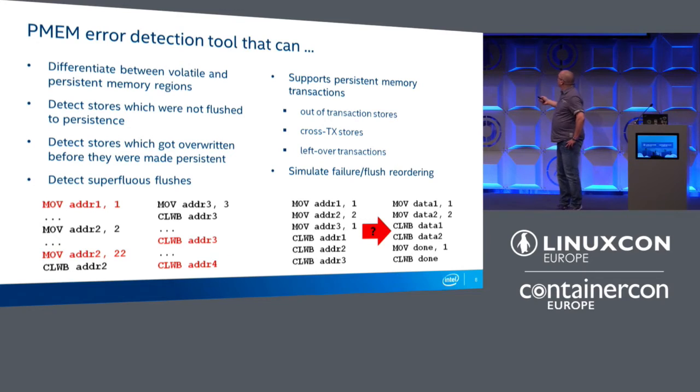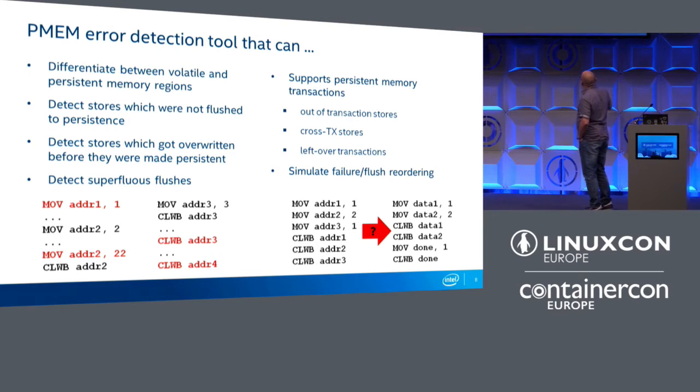So we have a couple of examples of what the tool could detect. Here we have a store, another store to another location, and yet another store to the same location, but there was no flush between. So this is probably something wrong. Here we have some unnecessary flushes: a double flush, or a flush of a location that was not actually modified at all.